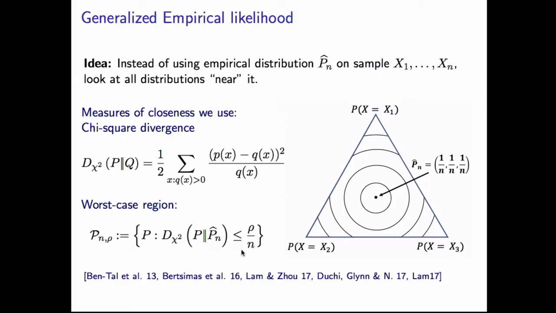Visually, in the picture on the right-hand side, you have a simplex when n is equal to 3. That's the set of all distributions, and at the center, you have the empirical distribution. By taking the chi-square divergence ball, you're essentially just taking an L2 ball around the center point, the empirical distribution, and you're using that as your worst case region.